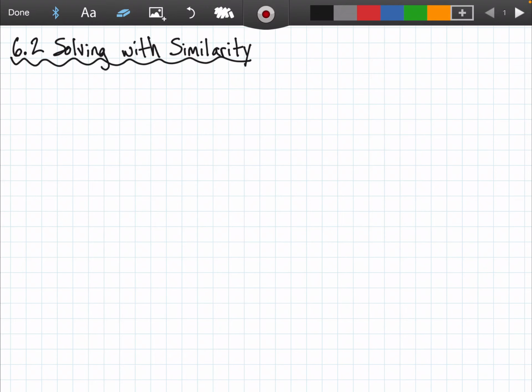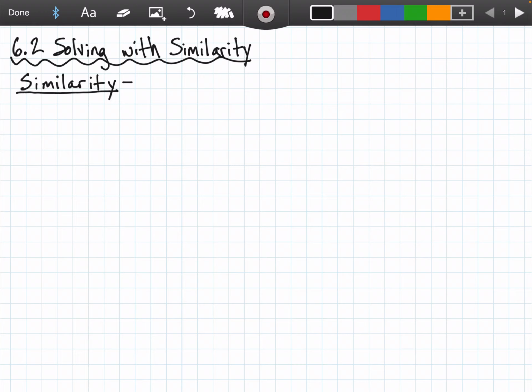6.2, solving with similarity. What the heck is similarity? Well, I'm about to tell you. For similarity to happen between two figures, basically, here's what we need to know.